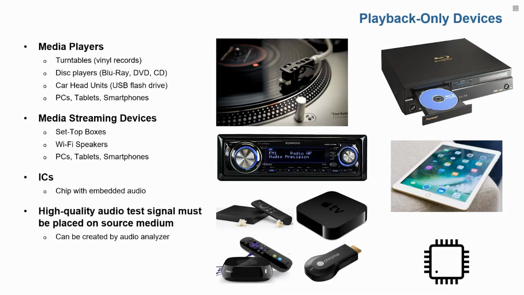So in the case of these devices, a high quality audio test signal must be placed on the source medium that's being played or on the device itself. And in many cases, this can be created by an audio analyzer. But in the case of a vinyl record, for example, you can't just create a vinyl record. You have to buy a test record. And chances are that if there is a test record, you can use it with the audio analyzer. So in this case, the audio analyzer measures the signals played back from the device under test.